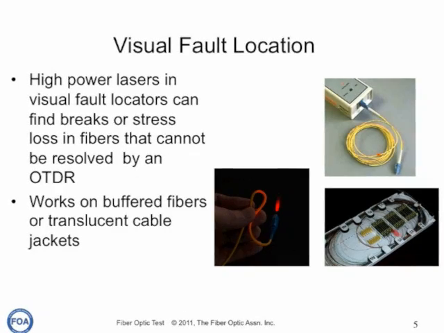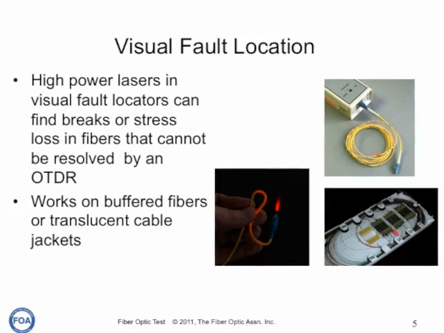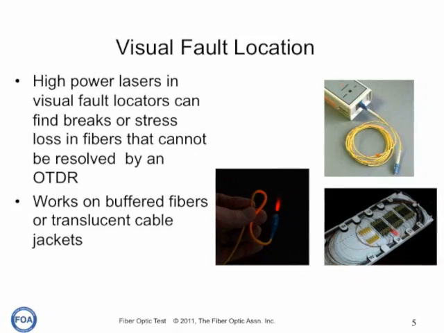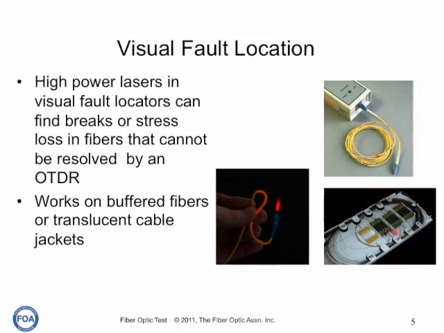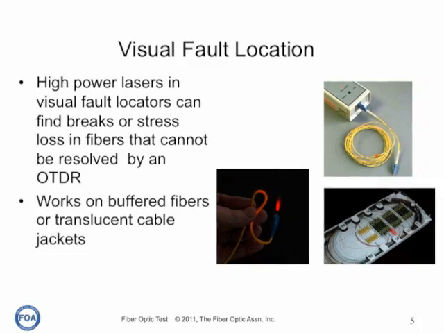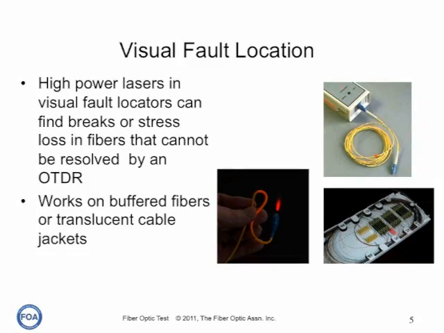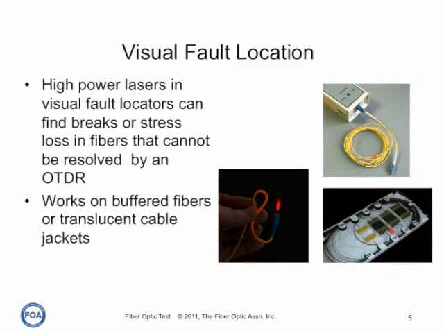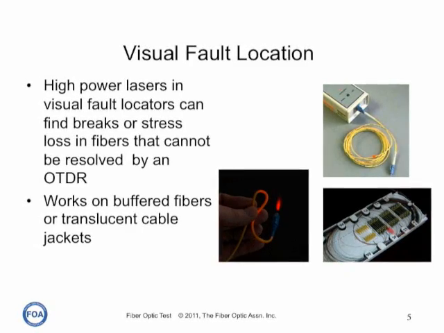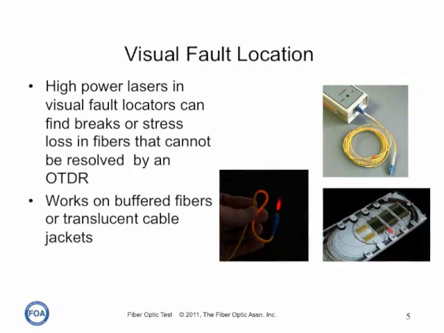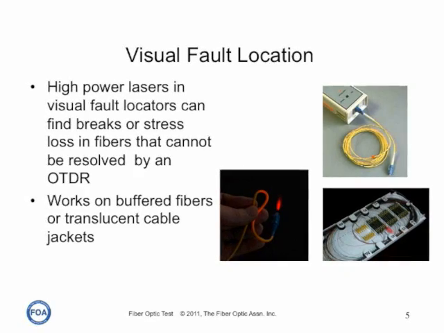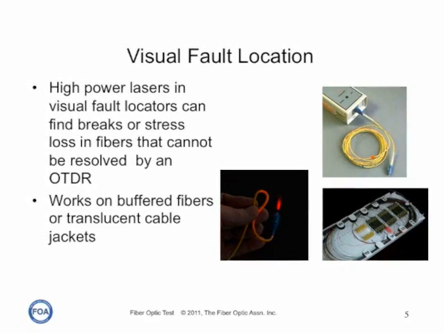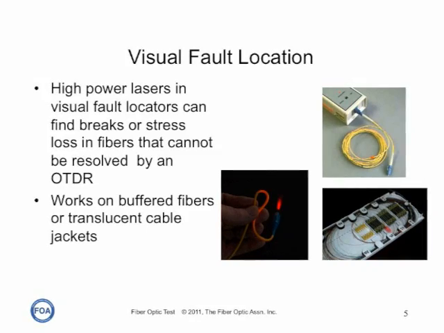A visual fault locator is a similar device, but it uses a higher powered red laser that has enough power that you can actually not only trace fibers, but you can see breaks or stress induced by bends in the fiber. It's really good, for example, for finding cracks that occur in fibers when they're placed in splice trays, or to find problems with patch cords.